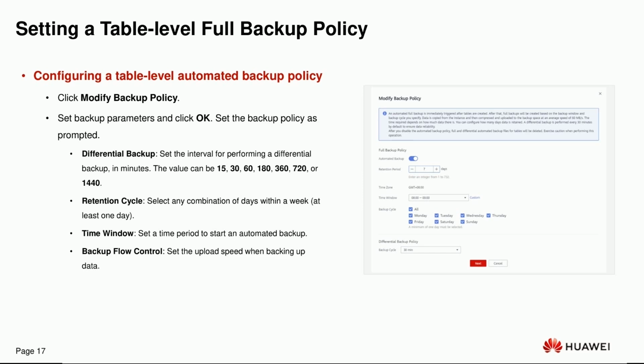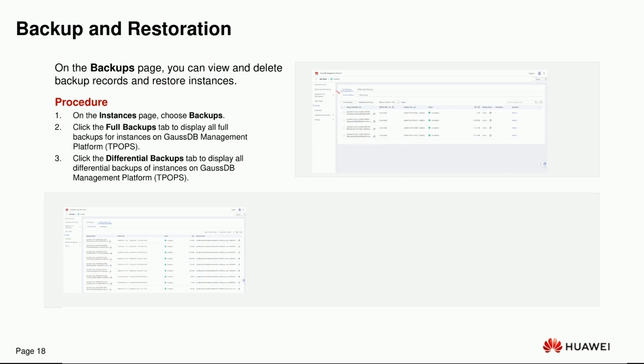For example, perform a table backup, as shown in this figure. Click Modify Backup Policy. In the displayed dialog box, set backup parameters and click OK. Set a backup policy as prompted. After the backup is complete, you can view and delete backup records and restore instances on the Backups page. The procedure is as follows.